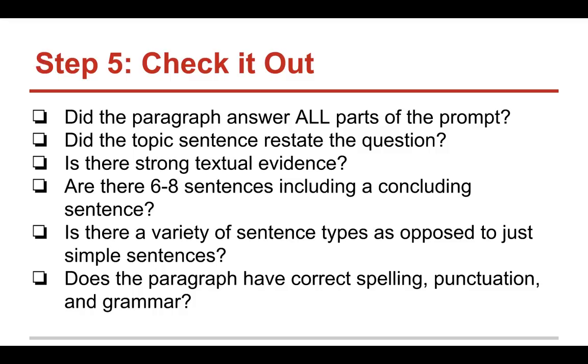Step 4 was to write your paragraph. So, as 7th graders, I expect that your paragraphs are 6 to 8 sentences, including a concluding sentence. So do you have that? I also expect that you have a variety of sentence types. Use compound sentences, complex sentences, and even compound complex sentences. And then lastly, does your paragraph have correct spelling, punctuation, and grammar? So those are the 5 steps to create an awesome literary analysis paragraph.